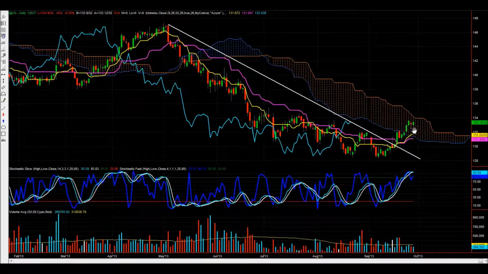But right now we're in a don't-do-anything situation, you're in the cloud area. But if we break back up above the cloud and we pull back and we hold the cloud and then we push back off, this is going to start looking more bullish than bearish. At this point in time, I think it's overbought.